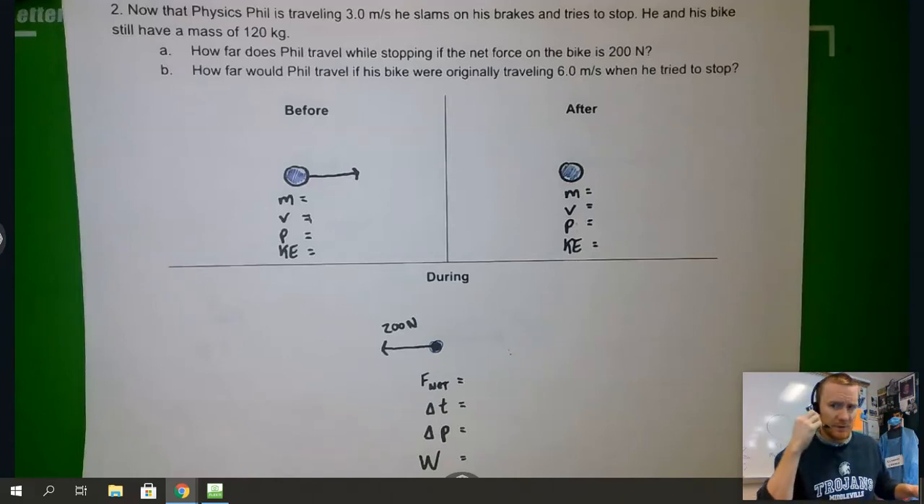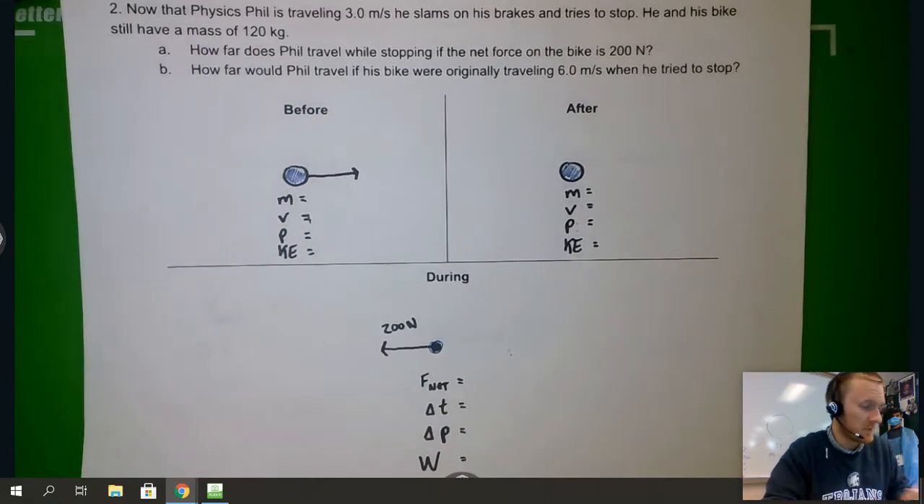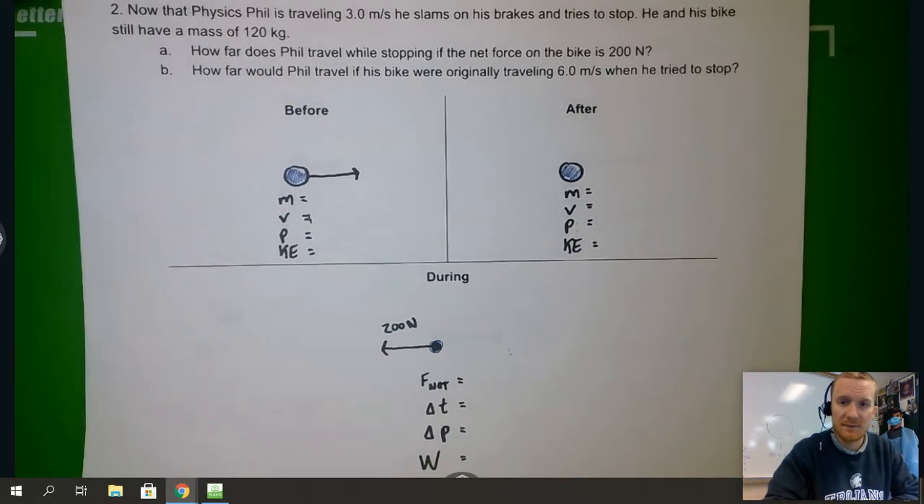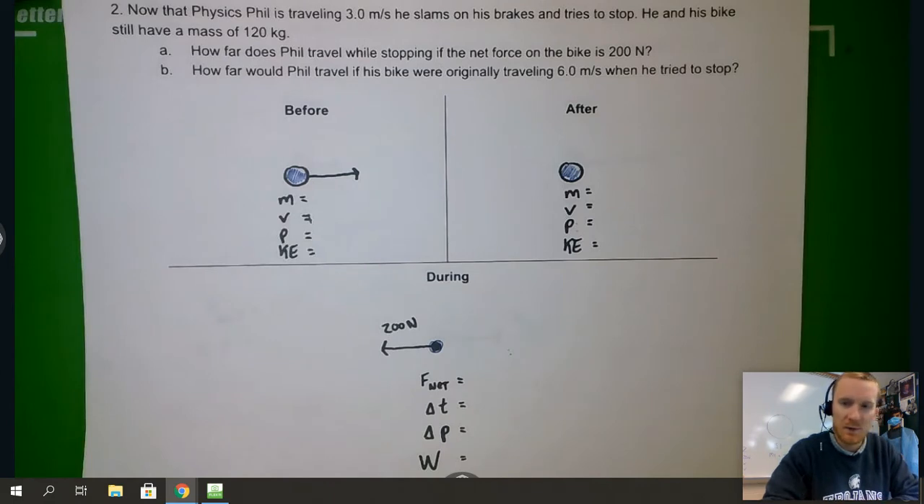All right, question number 2. Where we last left Phil, he was traveling 3 meters per second. But now that Phil is traveling 3 meters per second, we're going to say that he slams on his brakes and tries to stop. He and his bike still have the same mass of 120 kilograms. We want to know how far does Phil travel while stopping, right?